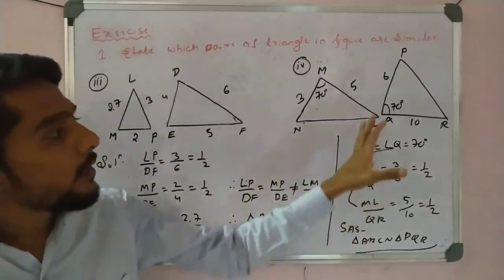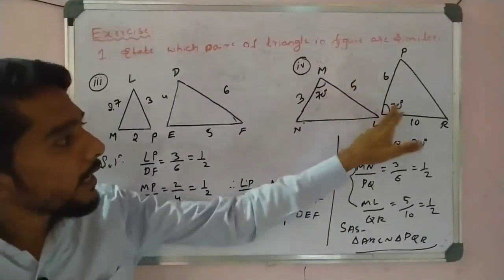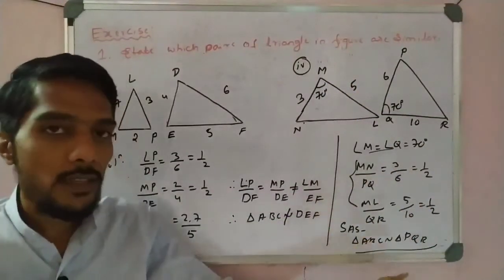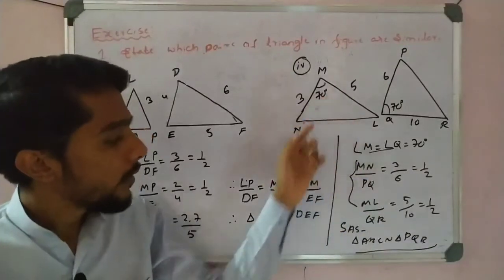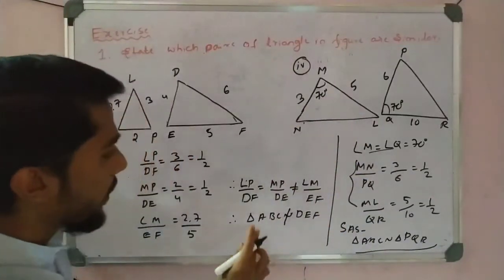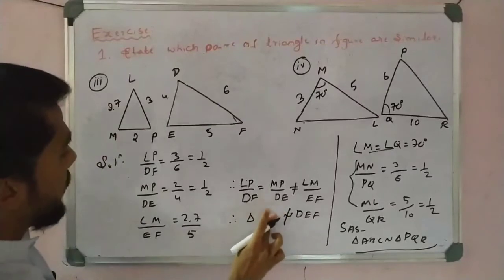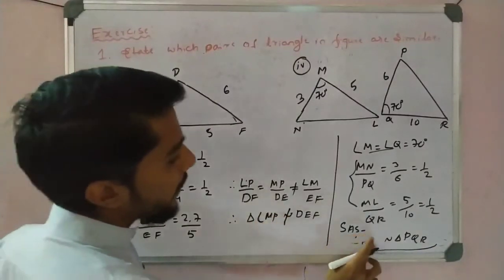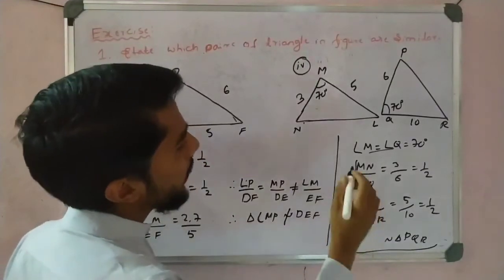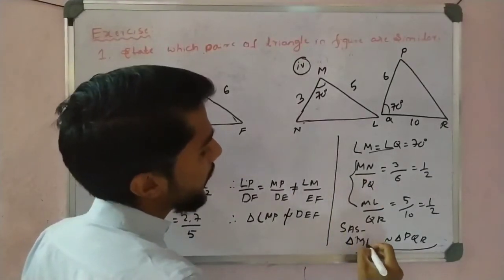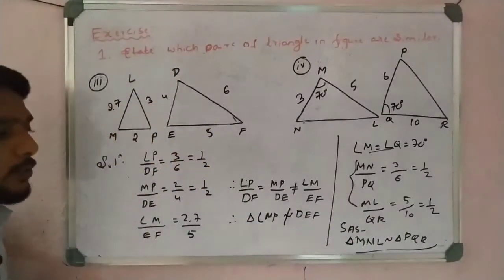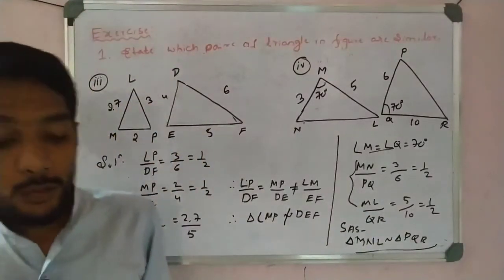And then for this we can select two triangles where one angle is given and two sides are proportional. So by SAS we say that the triangle is LMP, right? So MLP is similar to PQR. Like that you have to take.